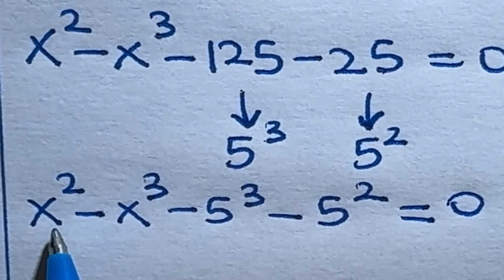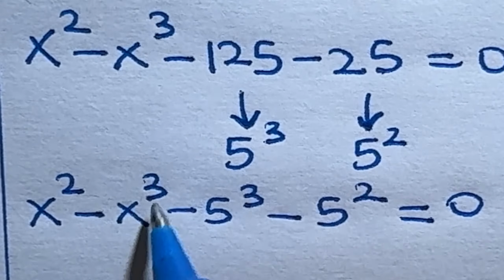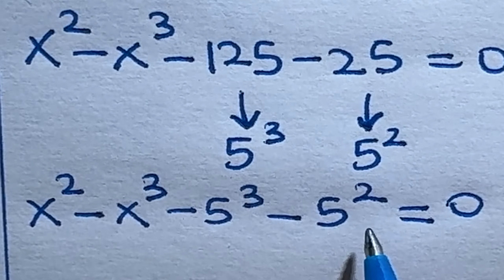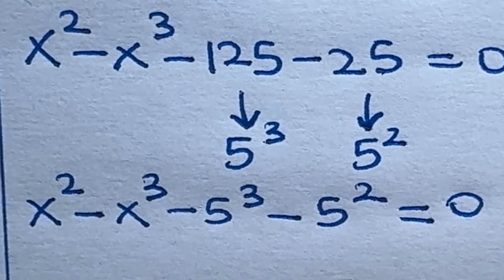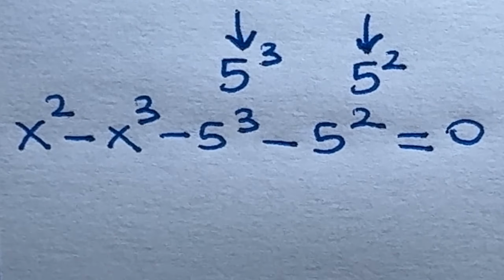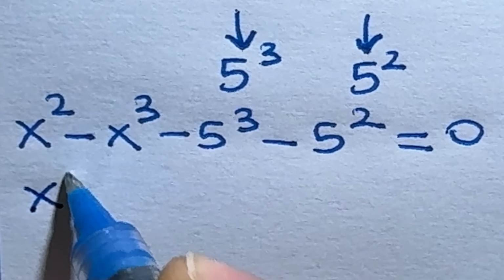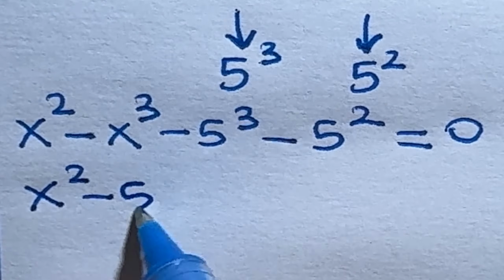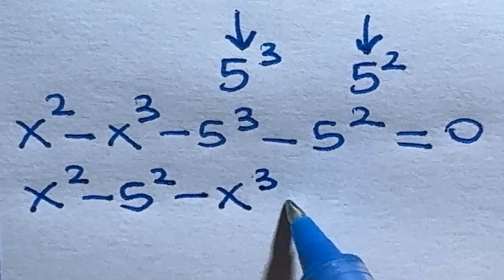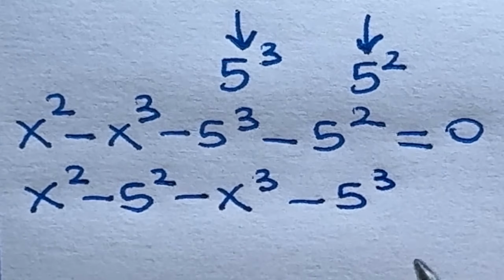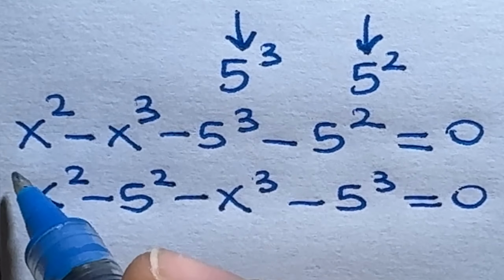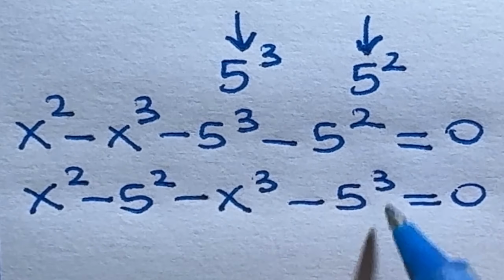So I have x squared here and 5 squared here. I have x raised to power 3 and 5 raised to power 3 here. Let me bring x squared and 5 squared together, and these two are already together. So rearranging the equation, I'm going to have x squared minus 5 squared, then minus x raised to power 3 minus 5 raised to power 3 is equal to 0. This way I can group these two and then group these two.